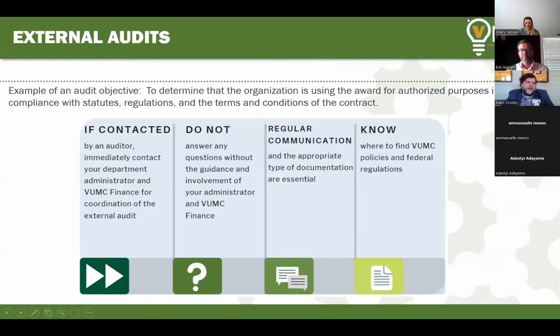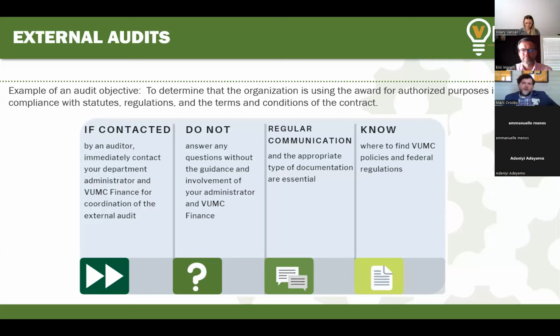So when we're talking about audits, we're going to focus on external audits for the next couple of slides. At VUMC, we have a team of internal auditors as well. But when we think about external auditors, we wanted to start off by defining what perhaps their objective could be, and that's to determine that an organization is using the specific award for the authorized purposes in compliance with all statutes, regulations, and the terms and conditions of the contract.